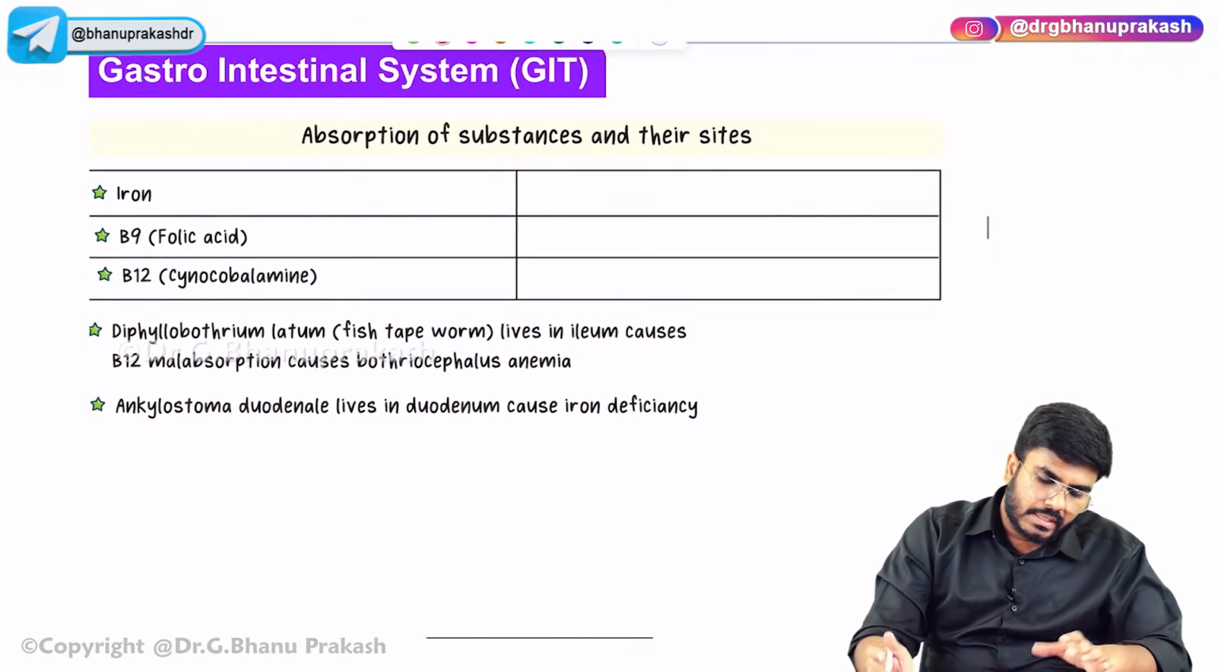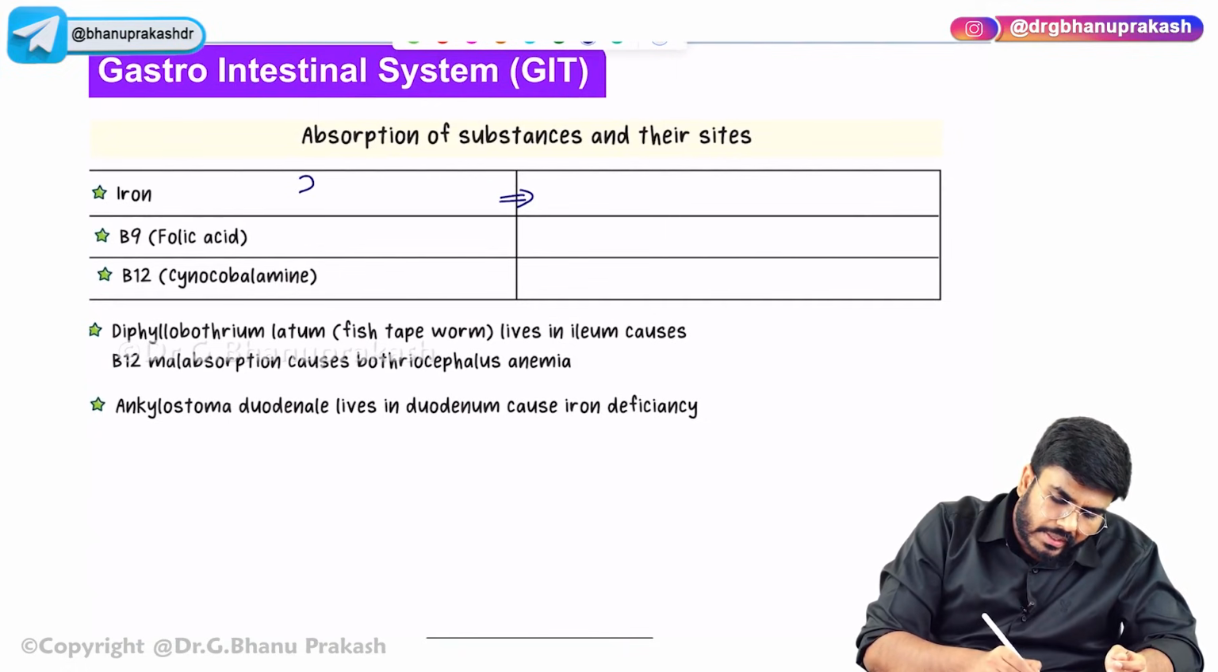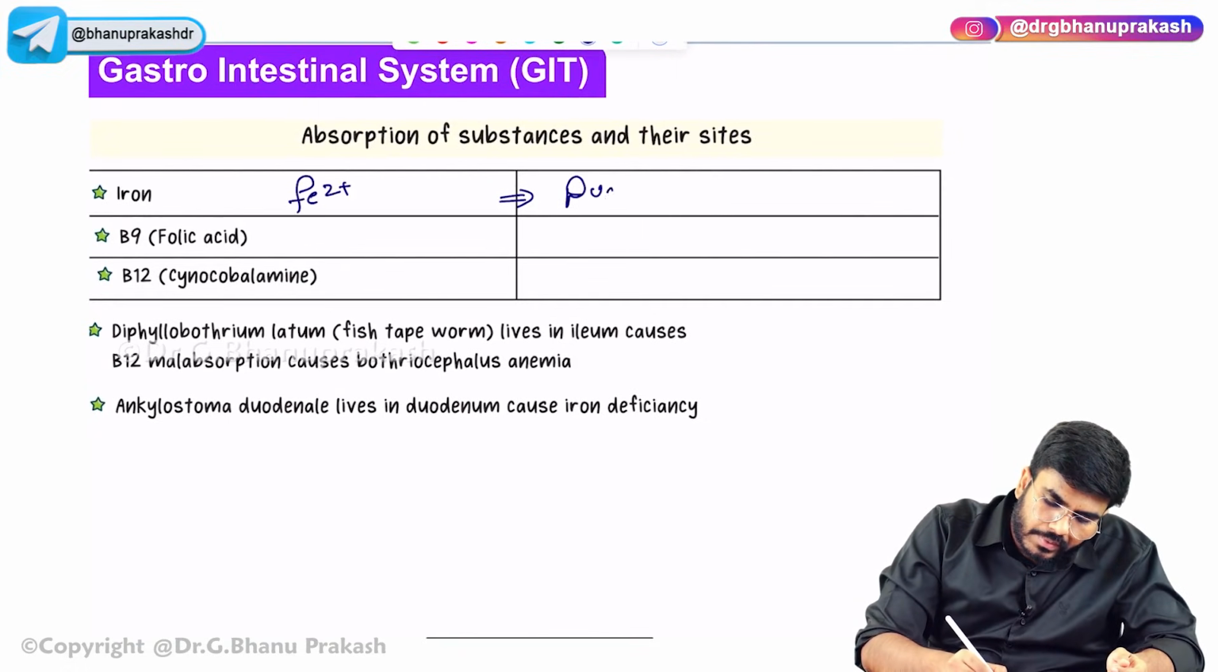Next, the important substances and their absorption site. Iron, and that too only in Fe2+ form, will be absorbed in the duodenum.